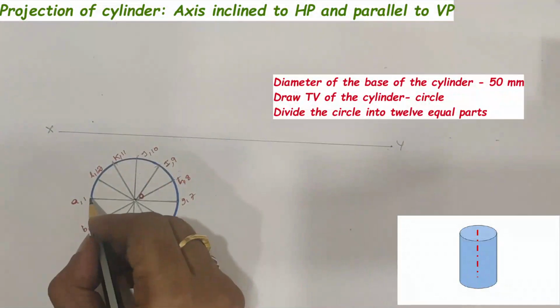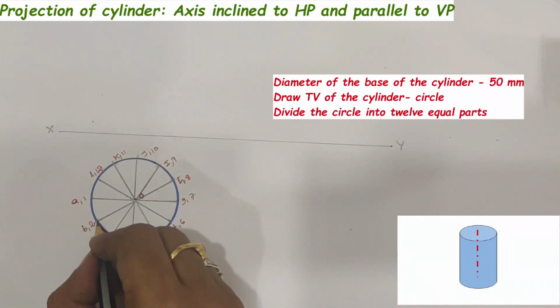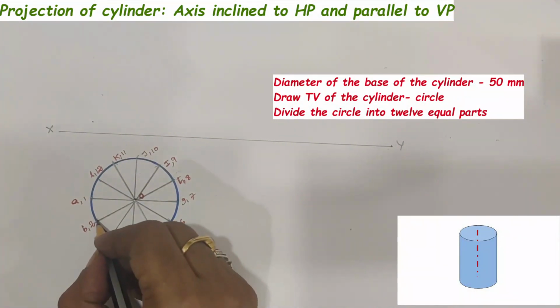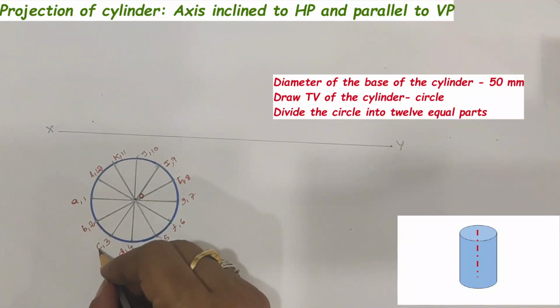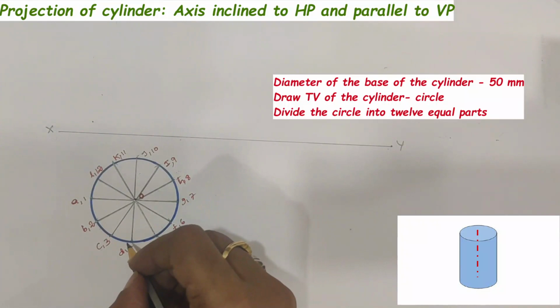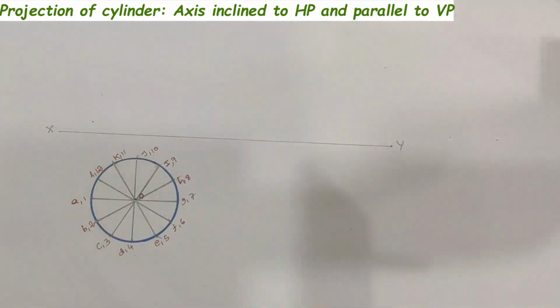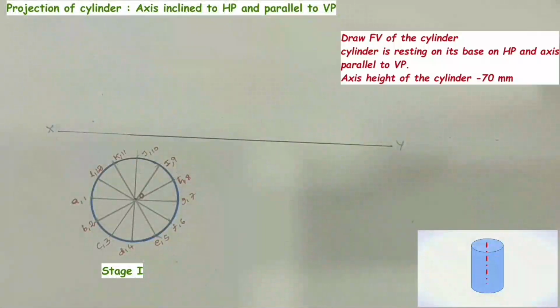And this point is the image of the generator A21 in top view. This point is the image of the generator B22 in top view. This point is the image of the generator C23 in top view. Similarly, we got remaining points for the images of the remaining generators in top view. Drawing top view of the cylinder is completed.